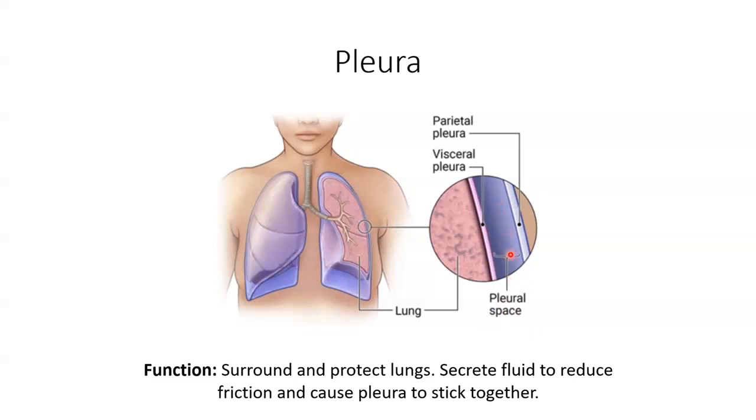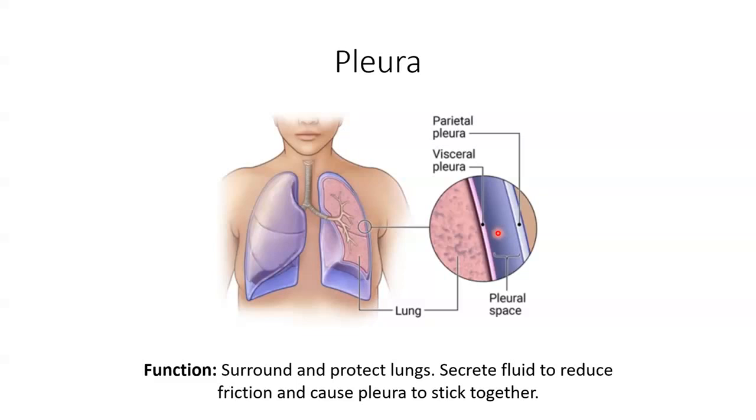And this space contains a small amount of lubricating fluid that's actually secreted by the pleura themselves. This fluid reduces the friction between the membranes, so when you're breathing in and breathing out, they can slide over one another really easily. This fluid also causes those two membranes to stick together, which is a fact that will become really important when we talk about the mechanisms or the steps involved in breathing in and breathing out.